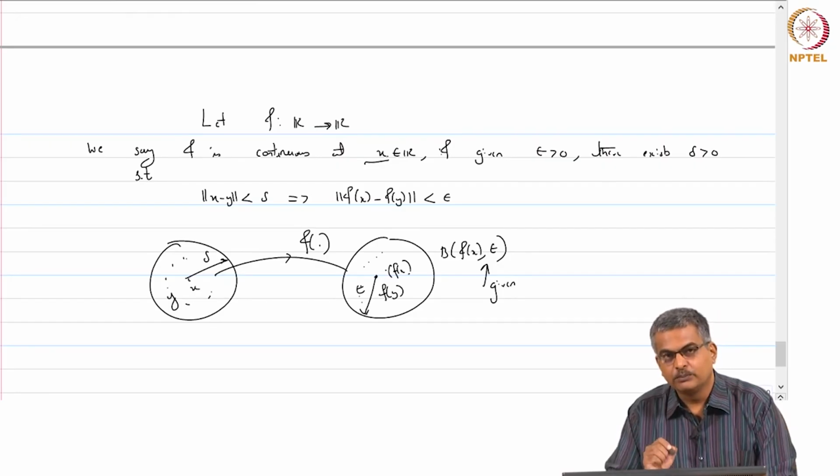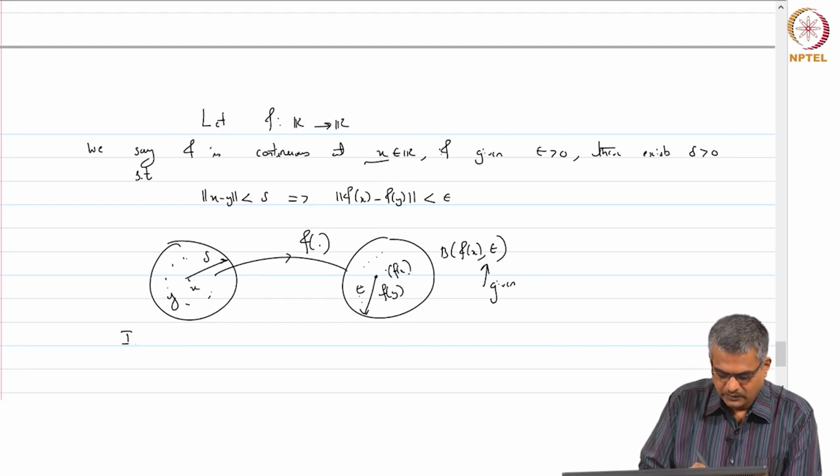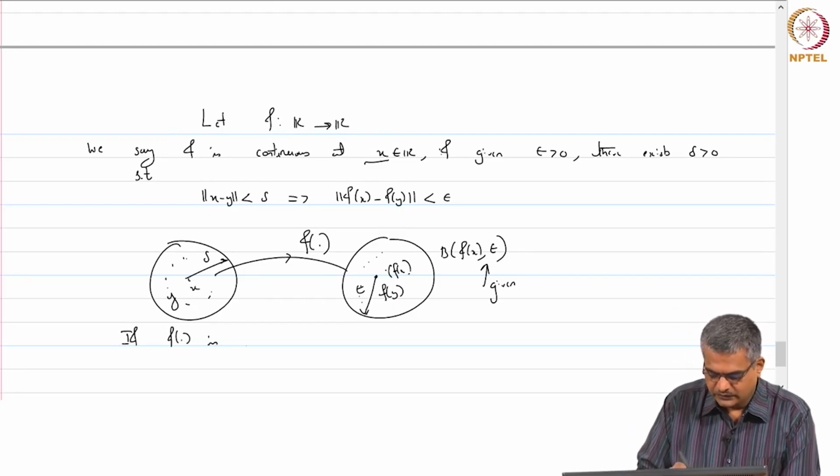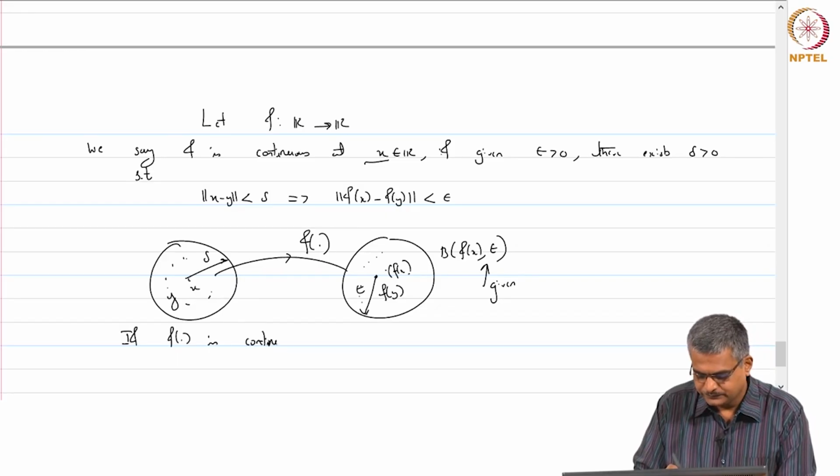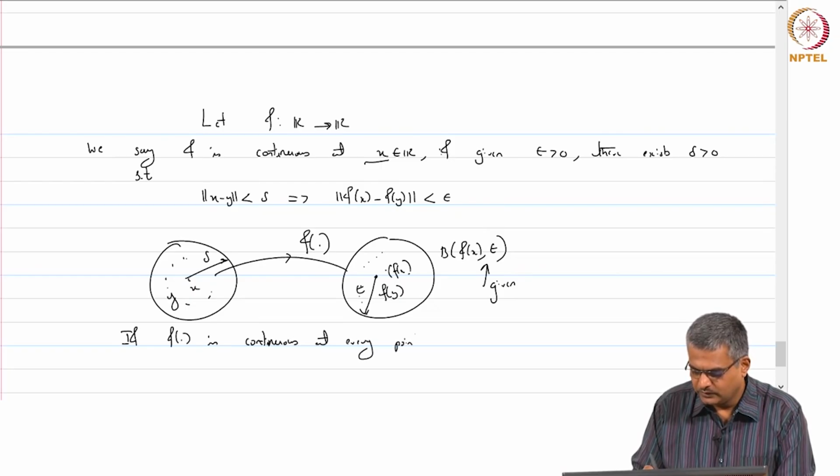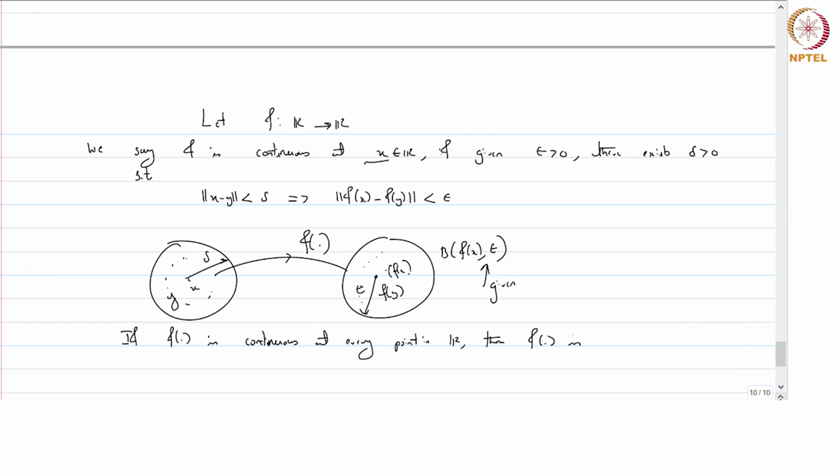If it holds for every point in the real line, then f is said to be continuous over the real line. If f is continuous at every point in R, then f is said to be continuous over the real line. So, you can replace the real line by subsets of R, by intervals, closed intervals and so on.